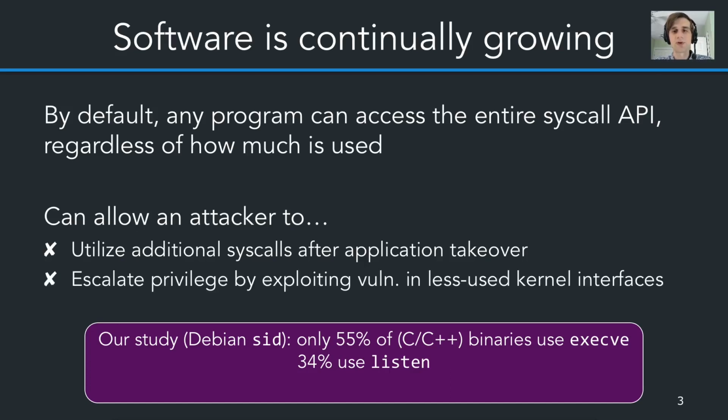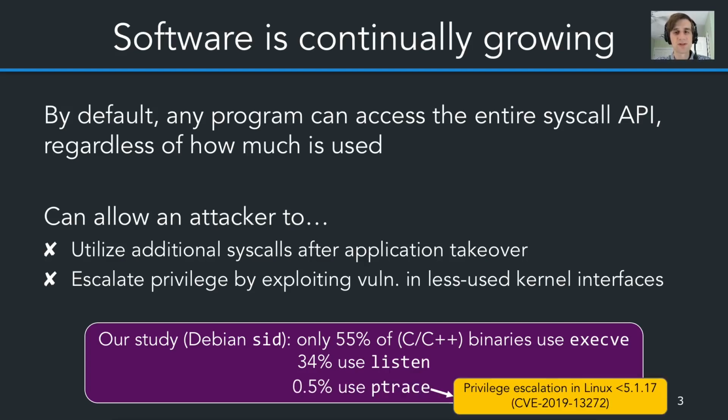Beyond this, allowing programs access to the entire Syscall API also increases the attack surface of the kernel. An attacker that can make arbitrary syscalls can potentially exploit kernel vulnerabilities in less used and therefore less stressed system calls, allowing them to further escalate their privileges. For example, the ptrace system call was the subject of a privilege escalation vulnerability discovered just last year for kernels 5.1.17 and lower. But only 0.5% of the binaries in our study actually required this syscall, and thus actually needed access to this part of the API. The rest of these binaries are overprivileged in this way.